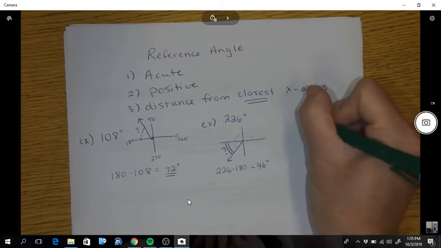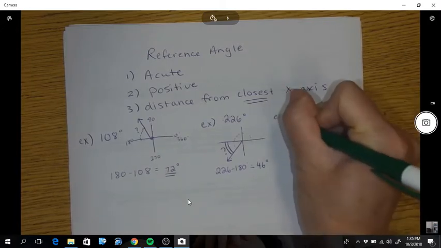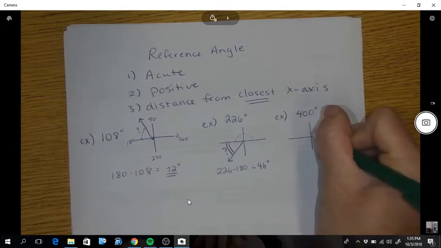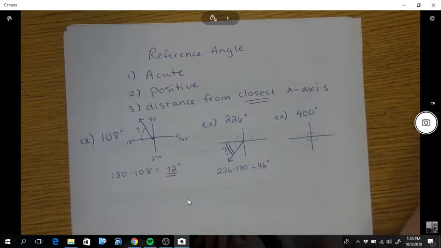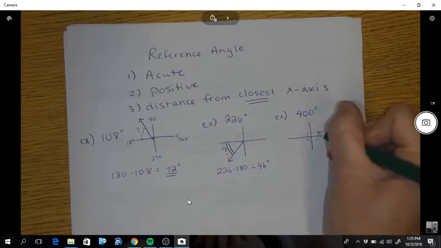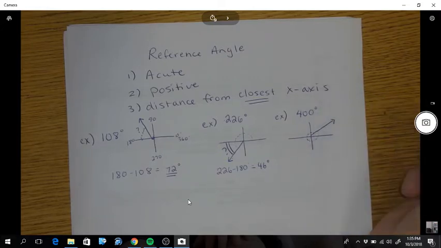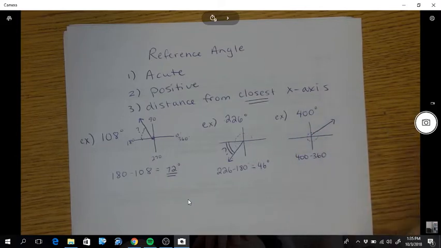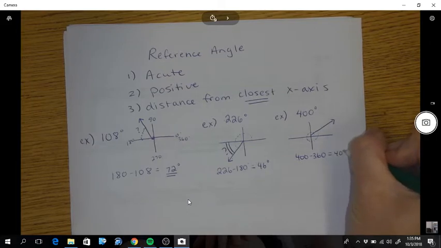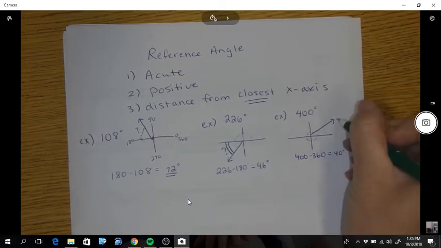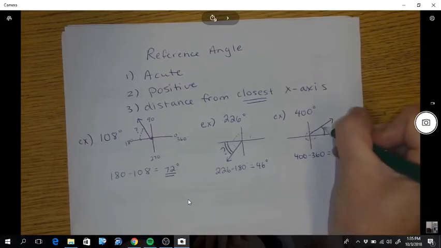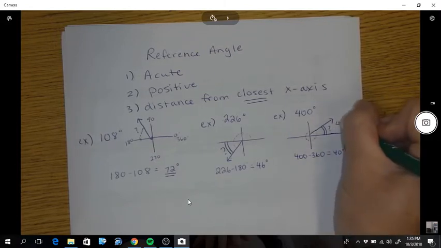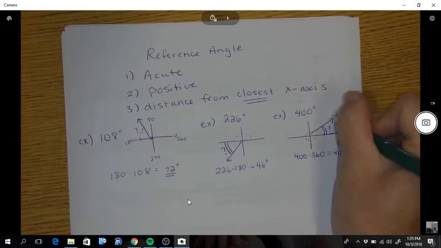Okay, what if I give you 400 degrees? So 400 degrees would be if you traveled one whole rotation, 360, and then 40 more. I came up with that by doing 400 minus 360 is 40 extra. So 40 extra, what is this distance from the axis? Well, that would just be a reference angle of 40 degrees.